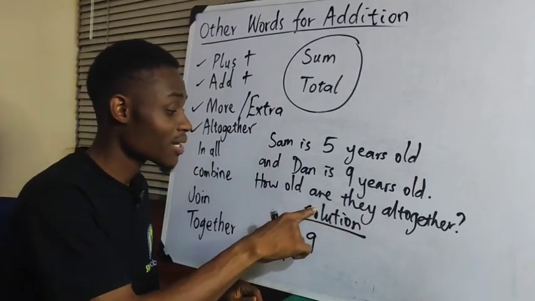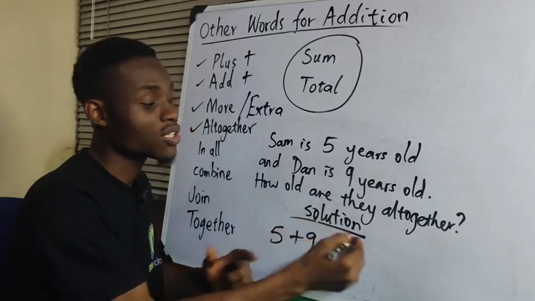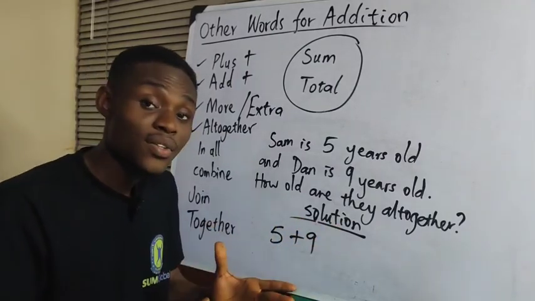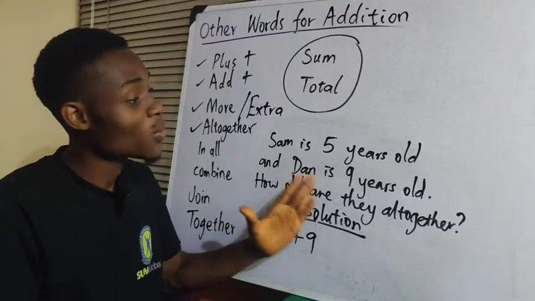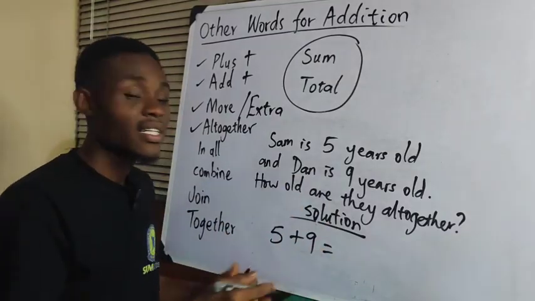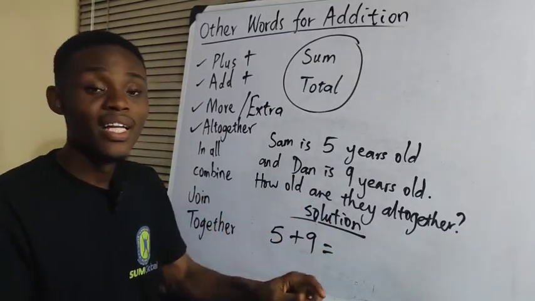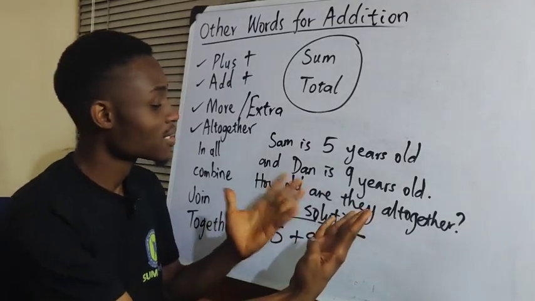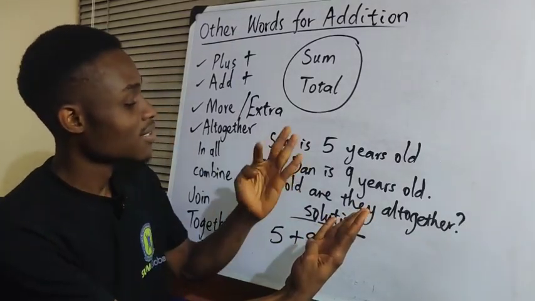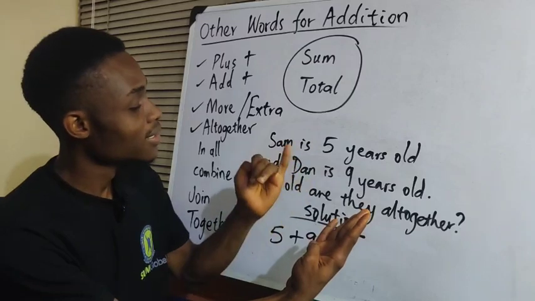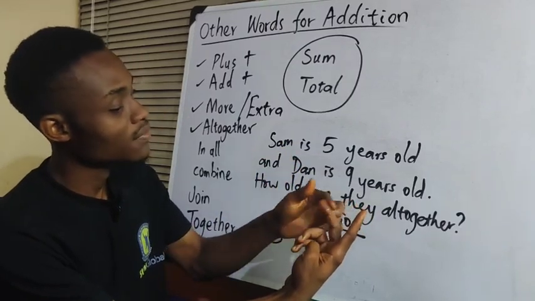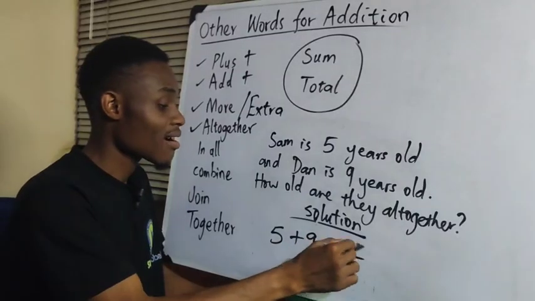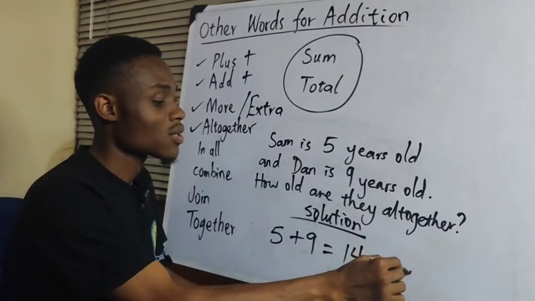And mind you, what I'm writing here is solution. Before I solve my question, I have to write solution to tell you that I am solving the question. So I'll keep 5 and I'll put 9 fingers. So 5, then 9 fingers. So we have 6, 7, 8, 9, 10, 11, 12, 13, and 14. So altogether, they are 14 years old.